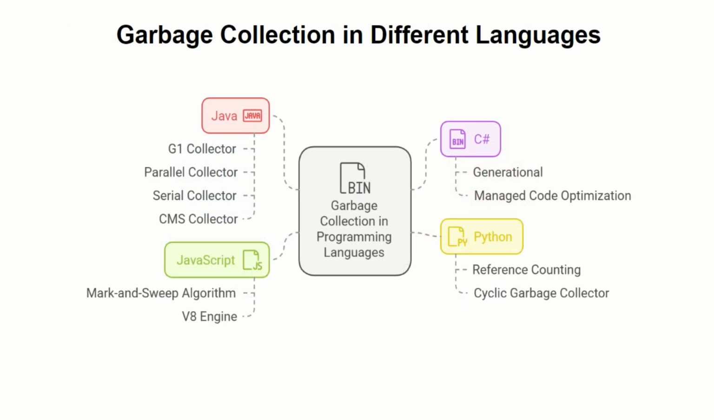Now, garbage collection in different languages. Java uses automatic GC within the JVM. It features several garbage collectors like G1, parallel, serial, and CMS. C# has the .NET garbage collector, which is generational and optimizes memory use in managed code. Python uses reference counting and a cyclic garbage collector for detecting and cleaning up circular references. JavaScript uses algorithms like mark and sweep. JavaScript engines like V8 use the mark and sweep algorithm.